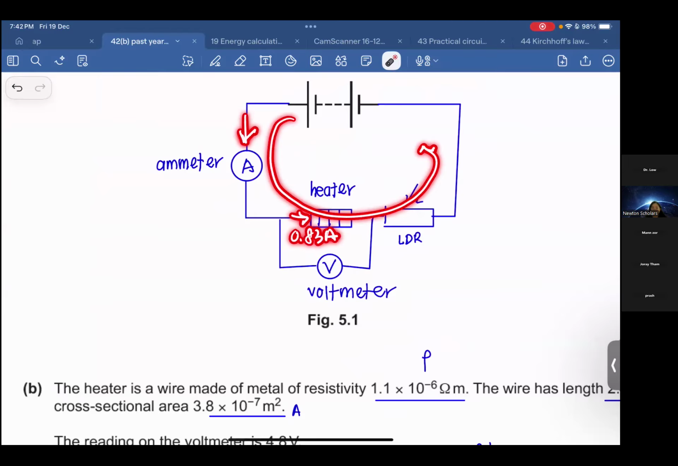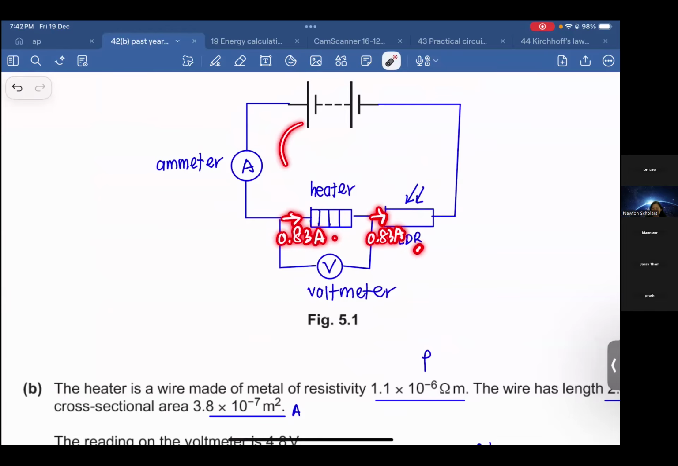In a series circuit, when we know the current flowing through the heater, I also can know that 0.83 ampere is also flowing through the LDR. So in a series circuit, the current will be the same. Okay, should be no problem for you guys. Okay, we go to part C.